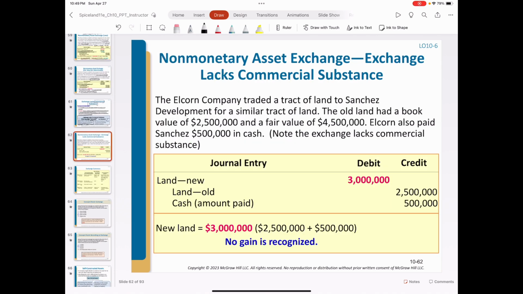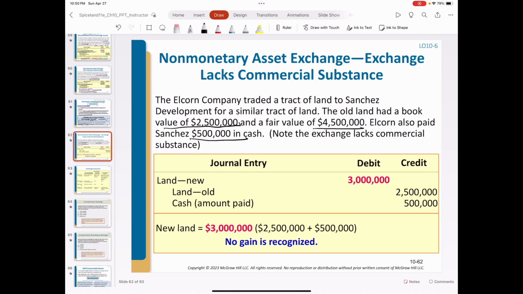The book value of land is 2.5 million, fair value 4.5 million. In this exchange, the buyer pays $500,000 cash. The land is not subject to depreciation, so we do not have an accumulated depreciation account. The book value of old assets is 2.5, fair value 4.5. If it has commercial substance, we should recognize a $2 million gain for this exchange.